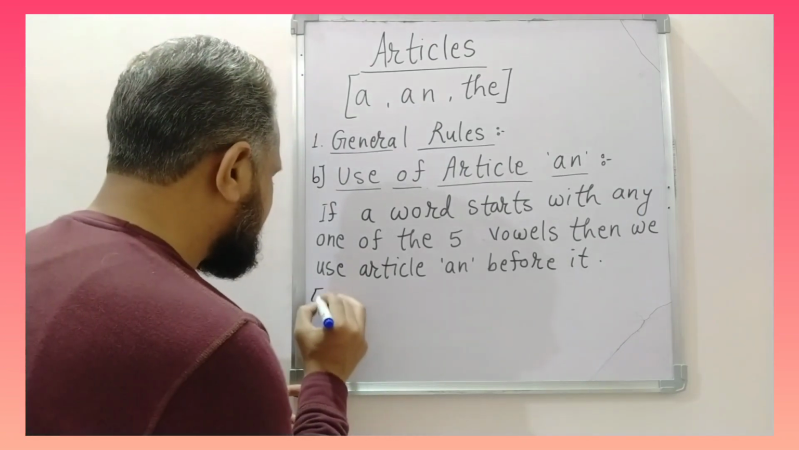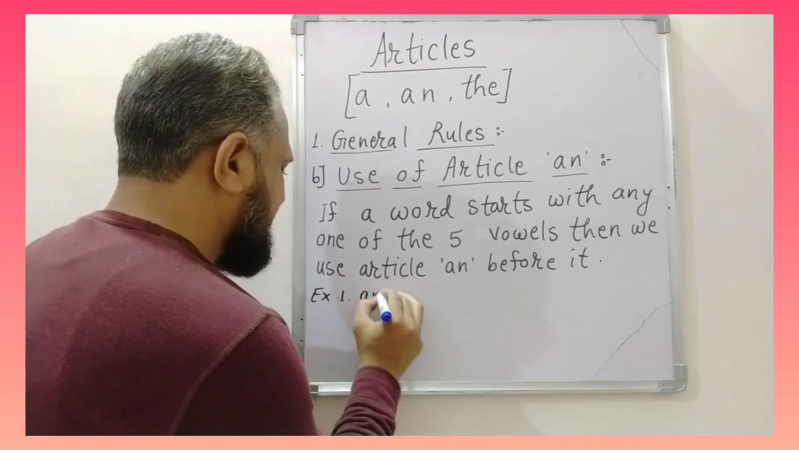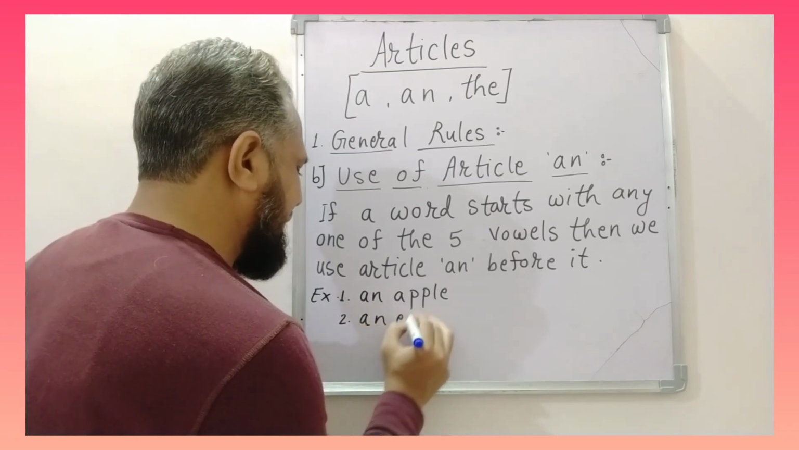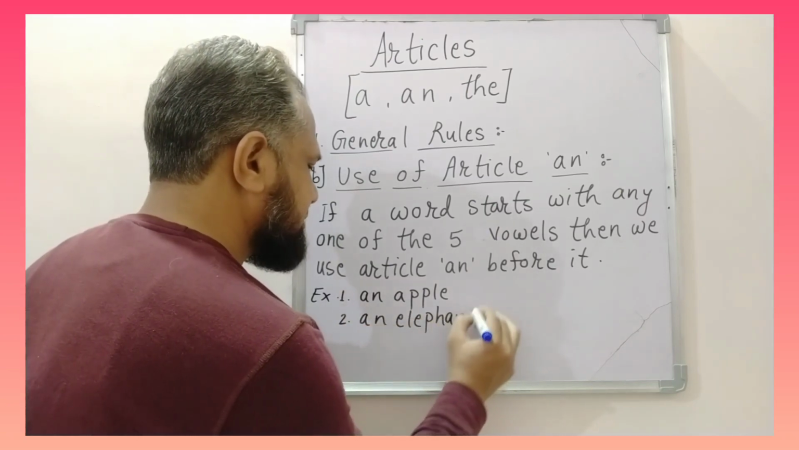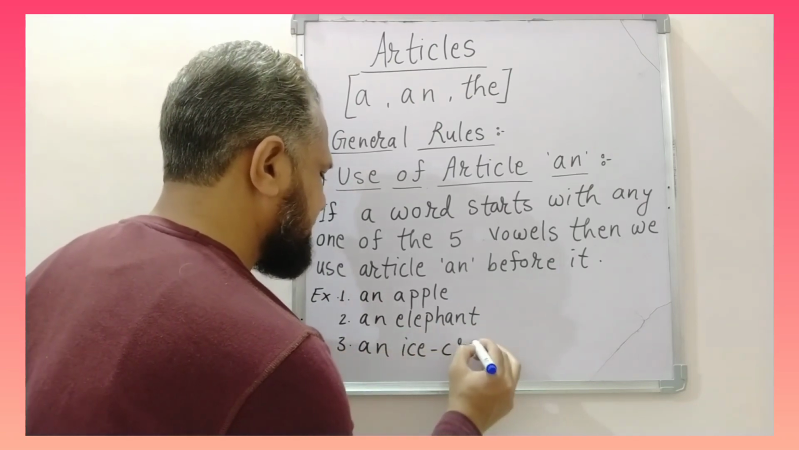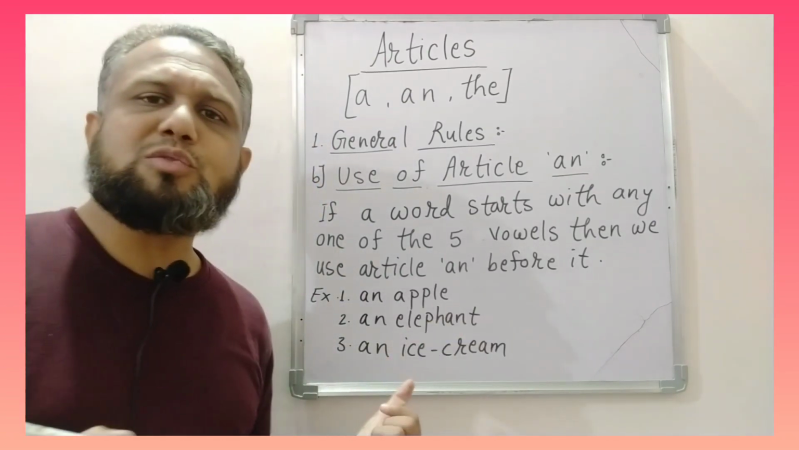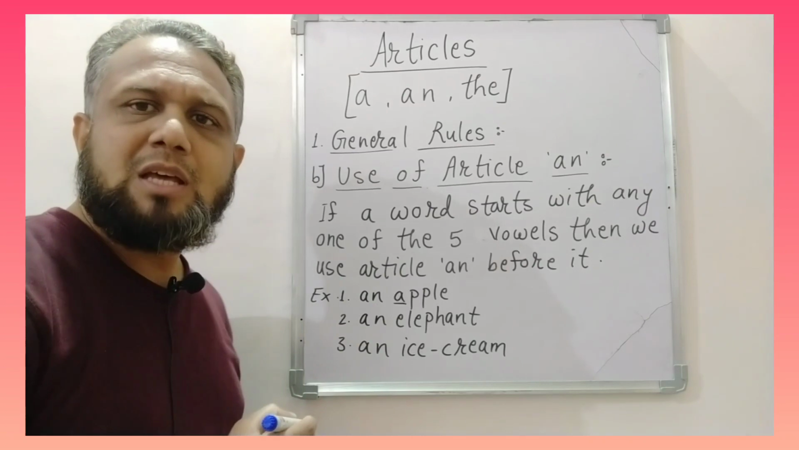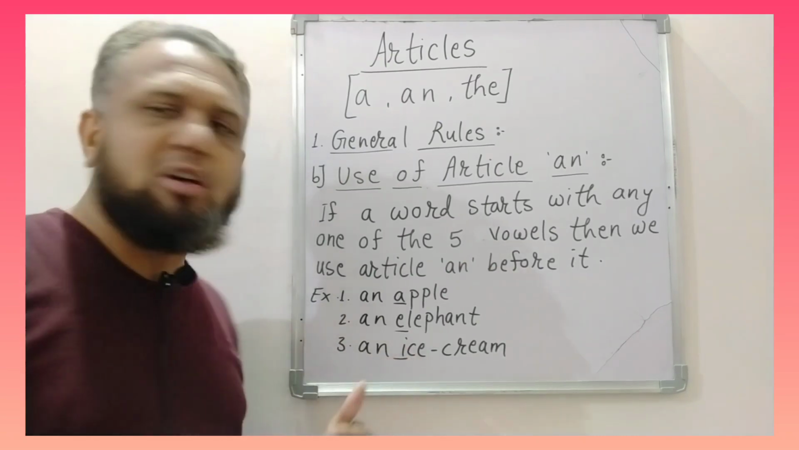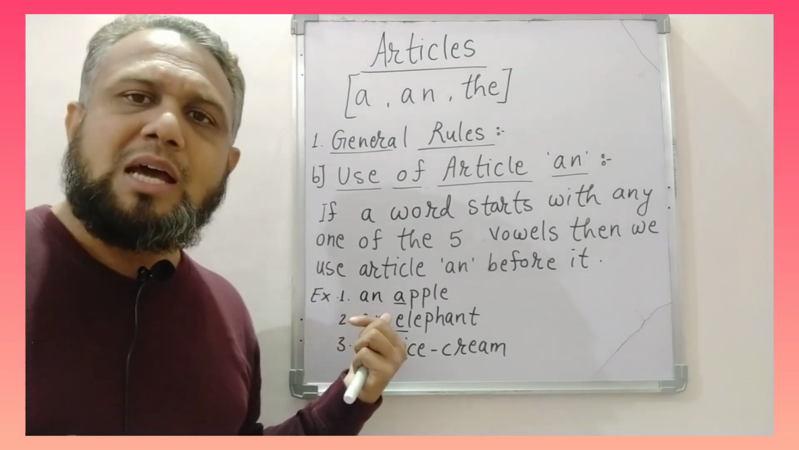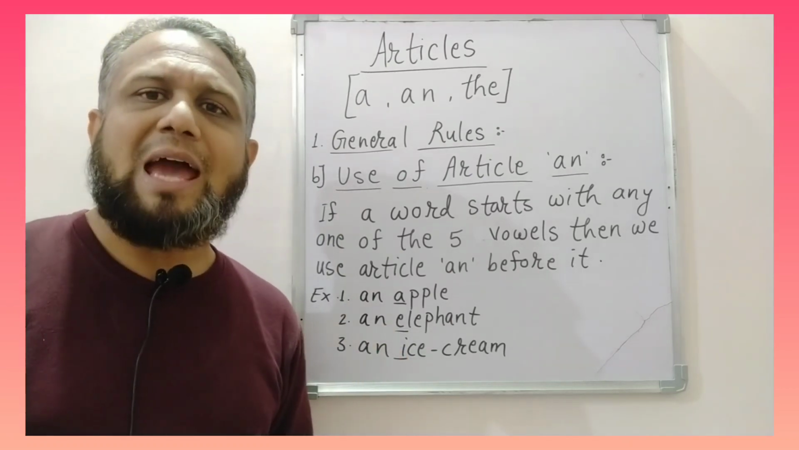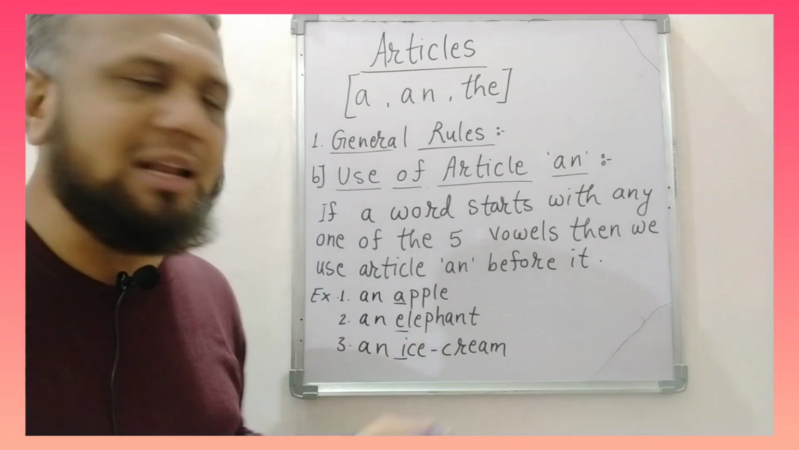For example, an apple, an elephant, an ice cream. The first word starts with A, it is a vowel. The second word starts with E, it is also a vowel. The third word starts with I, it is also a vowel. And we have used article an before all the 3 words. Okay, so we have seen where we should use article an.